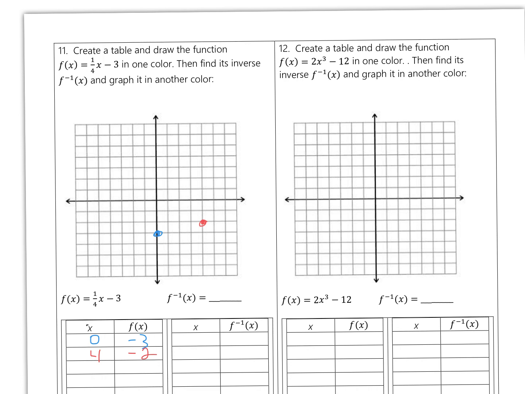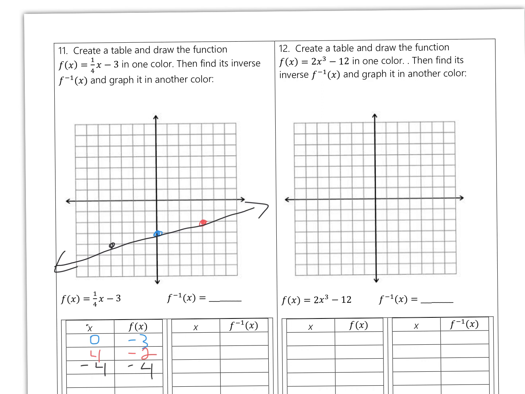Or what would happen if we plugged in negative 4? Well, 1/4 of negative 4 is negative 1, and negative 1 minus 3 is negative 4. So we would go negative 4, negative 4, and we would have a point there. So 1, 2, 3, 4, and 1, 2, 3, 4, and we would put a point right there. Okay, so you can see that we have our line shaping up here.